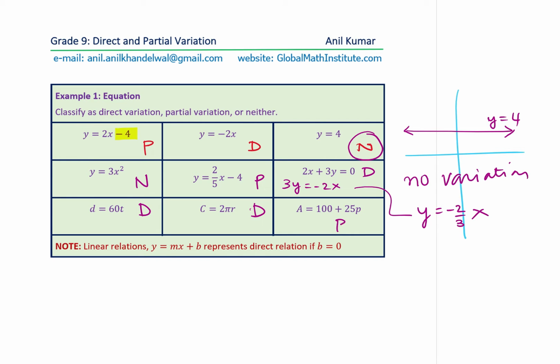So this is an example of partial variation. In all these cases, what you notice is that a linear relation y equals mx plus b represents direct variation if b is equal to 0. Otherwise, it is a partial variation. So we have seen how from the equation you can figure out whether it is direct, partial, or neither.